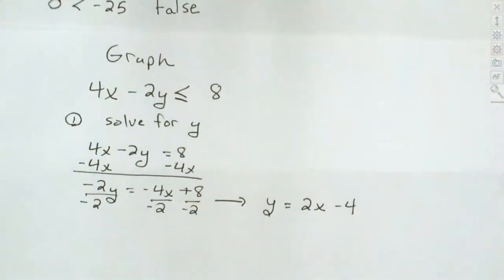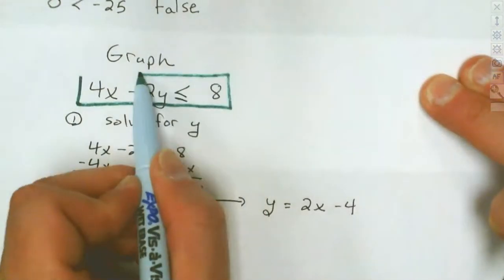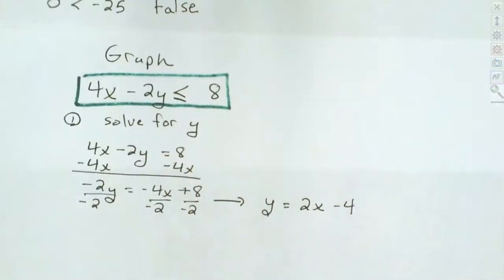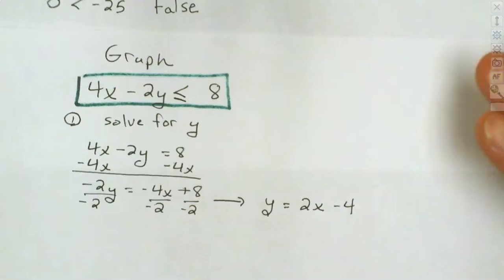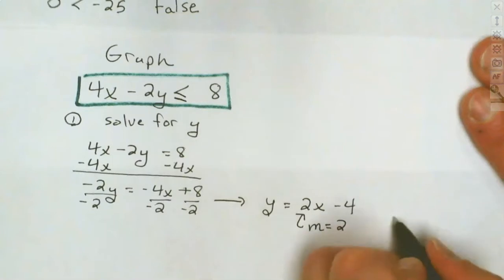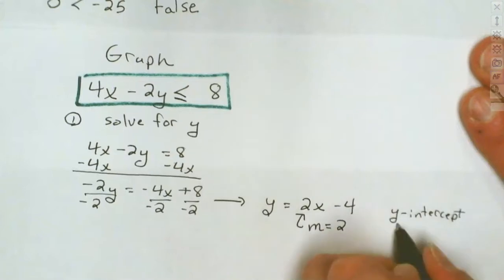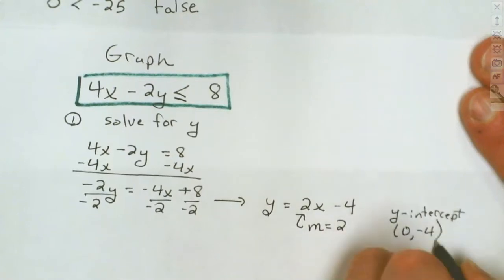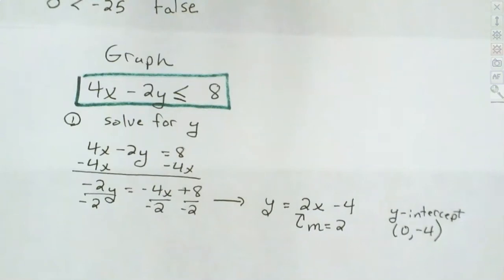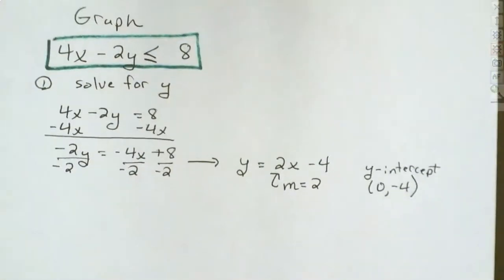So we are going to be checking back in our original number. If it hasn't been solved for y, then you need to solve it for y. So go ahead now and solve it for y like we did here. Once we have it solved for y, then our slope is 2, and our y-intercept as an ordered pair would be 0, negative 4. So solve it for y if it hasn't been. Then once it's been solved for y, we can graph it.